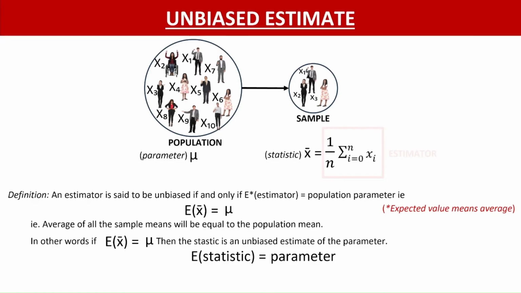And just for your information, if the expected value of the statistic is greater than the parameter, it is called a positively biased estimator. And if the expected value of the statistic is lower than the parameter value, then it is called a negatively biased estimator.